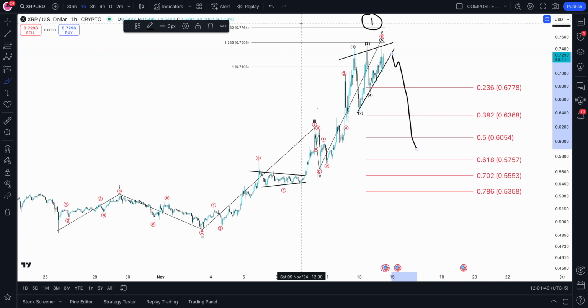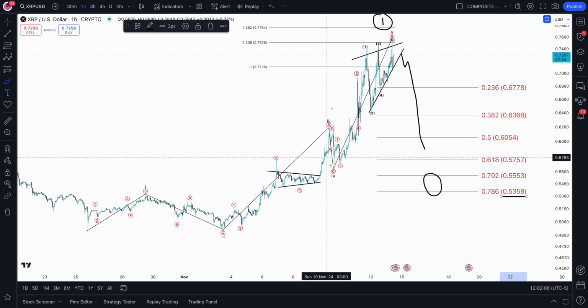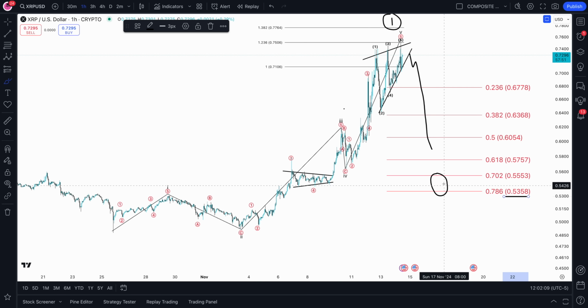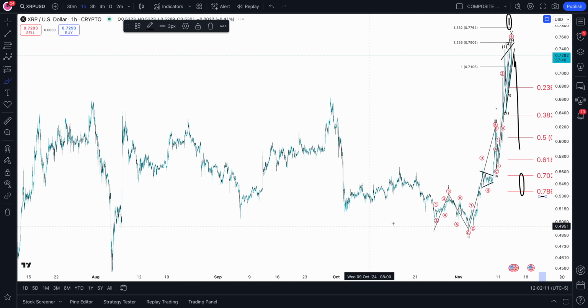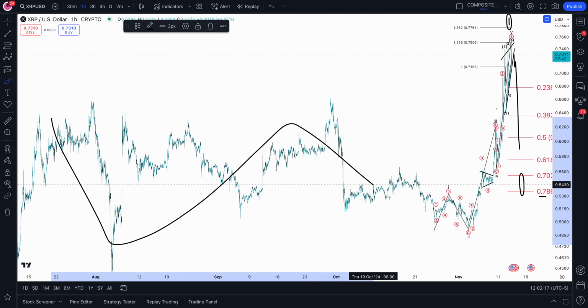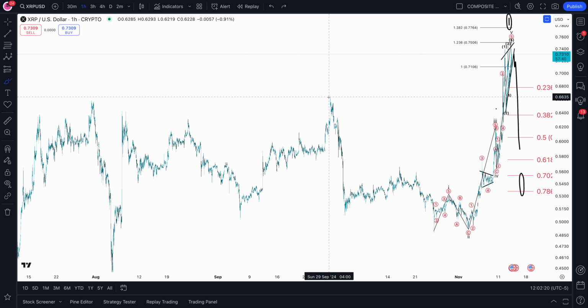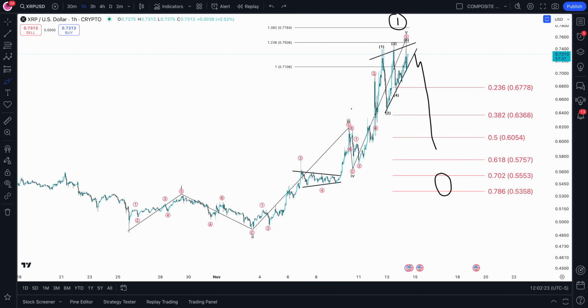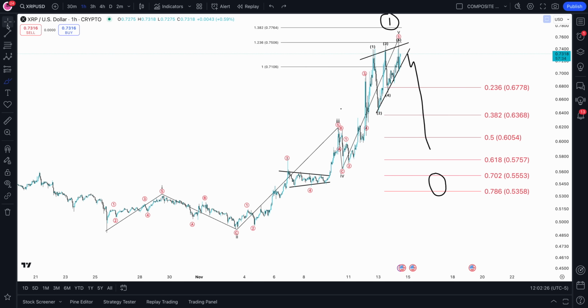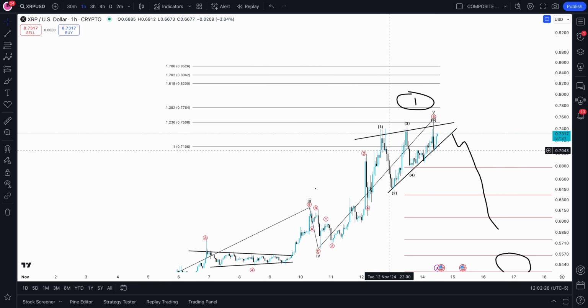And not to scare you guys or anything, but if by chance XRP goes below the 78.6% fib at 0.5358, then 0.44 to 0.45 would be likely, because then you'd be breaking this bullish market structure, and that would mean that this whole move was just part of this whole correction that we have here, right? So you have to be very mindful of that, and be cognizant of both possibilities, right?